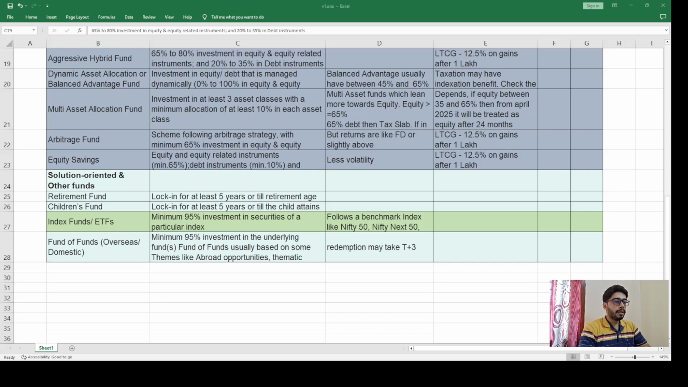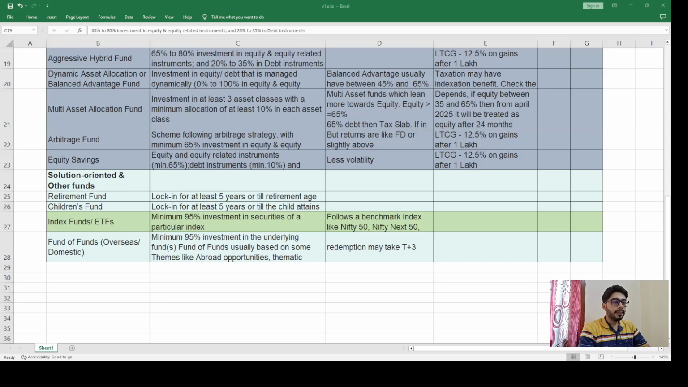Multi-asset allocation fund. Here there are at least three asset classes into which the fund manager has to give an allocation, and a minimum allocation of at least 10% in each of these classes. So these classes are equity, debt, real estate, where for real estate you have REITs, and then there is gold. So any three asset classes predominantly exist in multi-asset allocation.